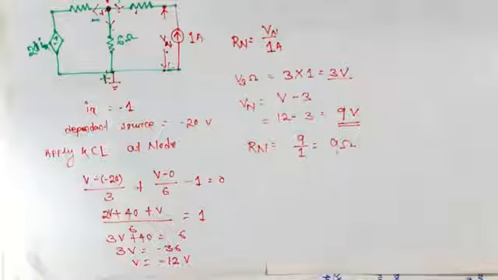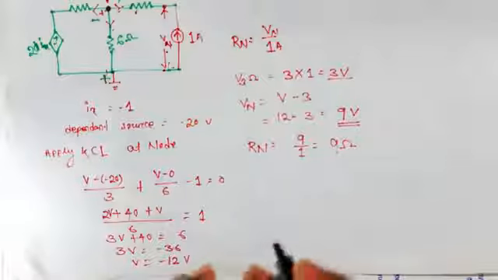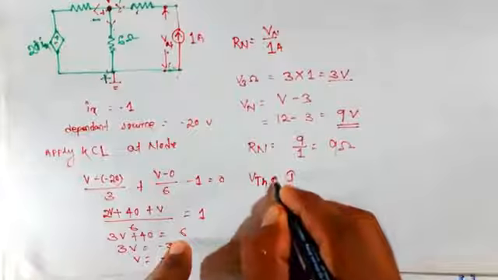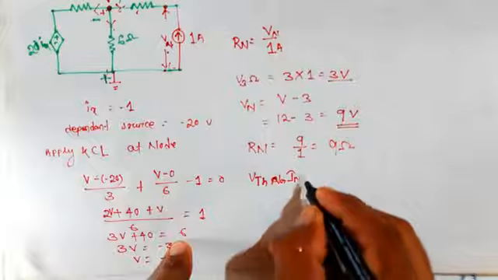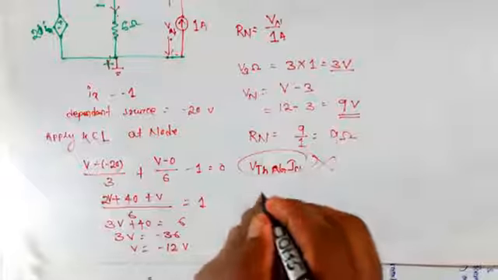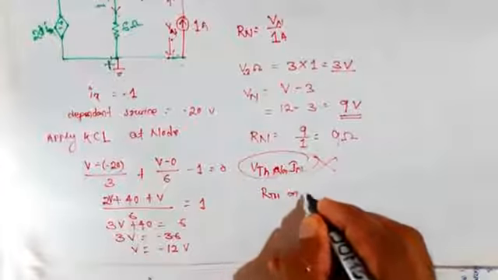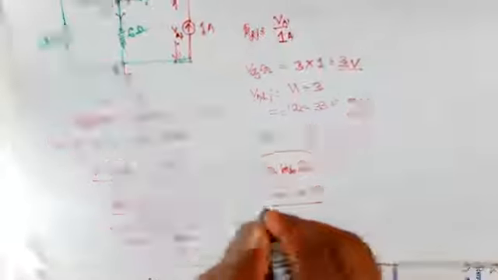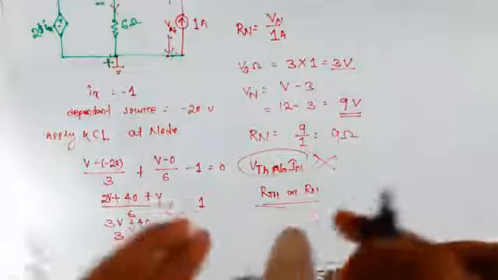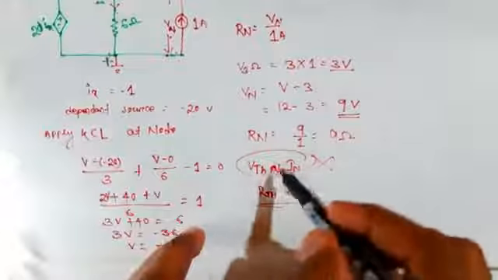Here one thing to remember: if only dependent sources are present, we cannot determine either Thevenin's voltage VTH or IN. We cannot find those elements if only dependent sources are present, but we can find RTH or Rn. Whenever this type of circuit is given, the question always asks to find RTH or Rn. There is no question about VTH and IN.